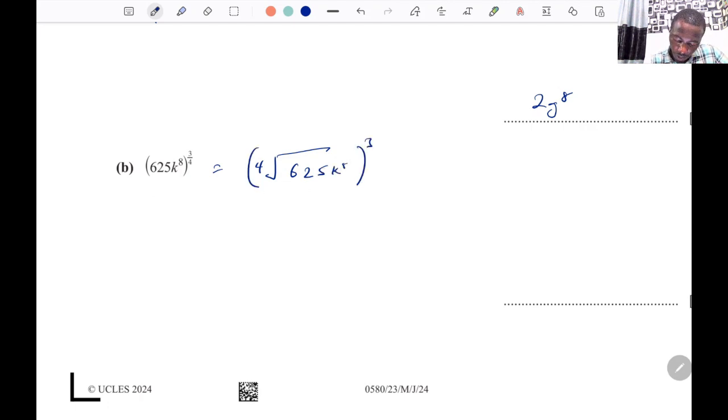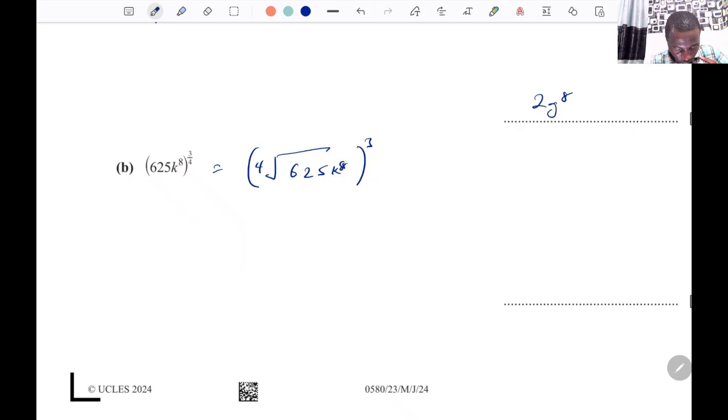I've written this because according to laws of indices, if I have a to the power of 1/4, it's the fourth root of a. If it is 3 that is here, it is the cube root. If it is 2, then it is the square root. So that is what we're trying to use in this case.